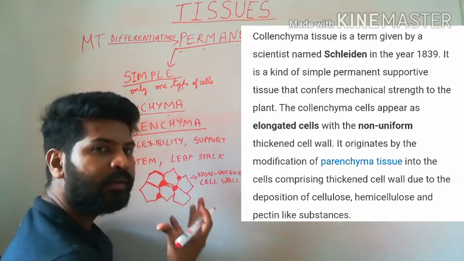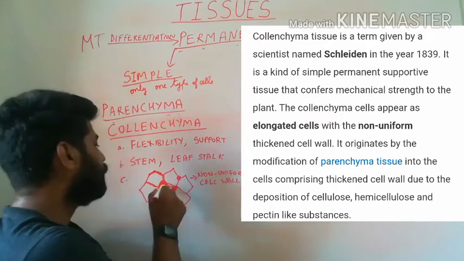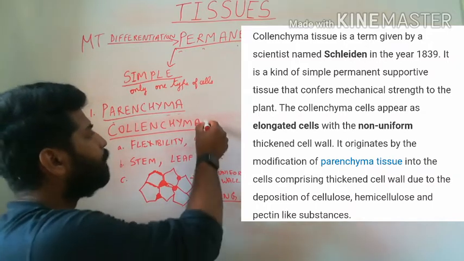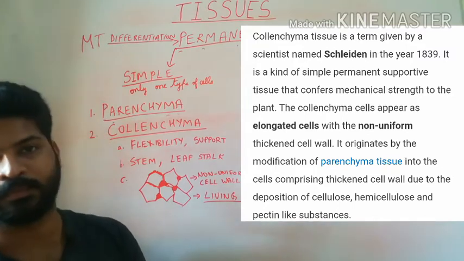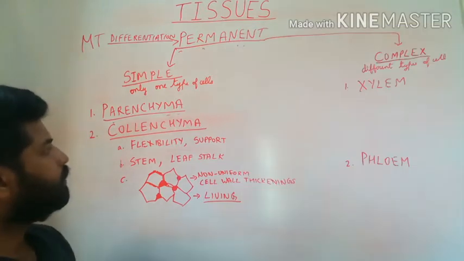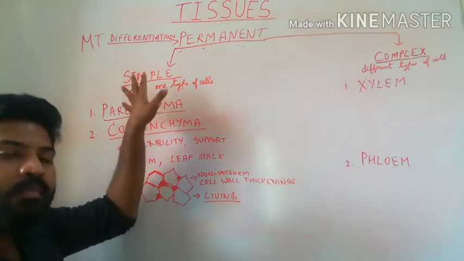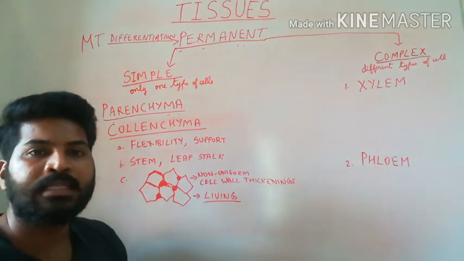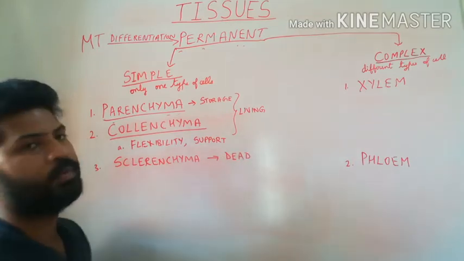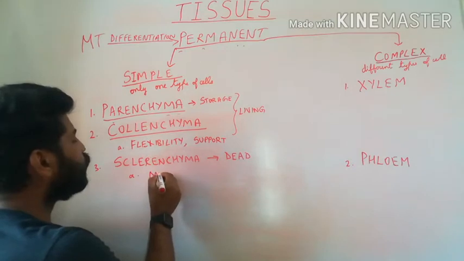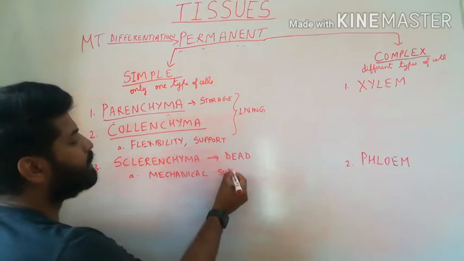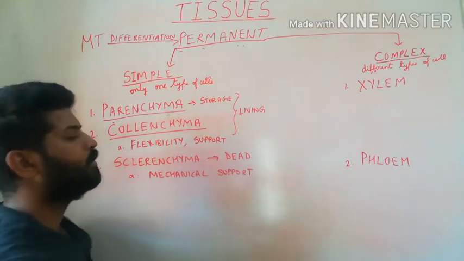This is what we can use to identify the tissues, and these are living tissues, of course. Even parenchyma is living tissue. It is about our collenchyma. The third type of simple permanent tissue is called as sclerenchyma. It is a dead tissue. Its main function is only mechanical support. It provides strength to the plants.